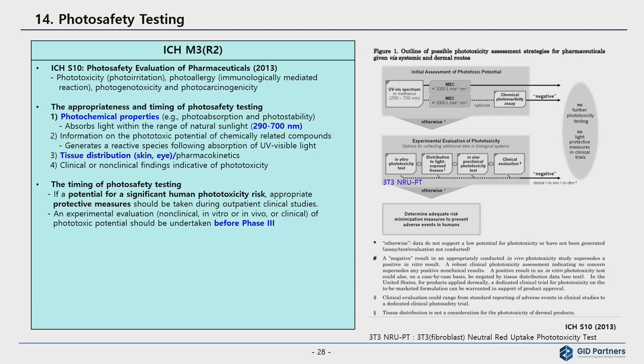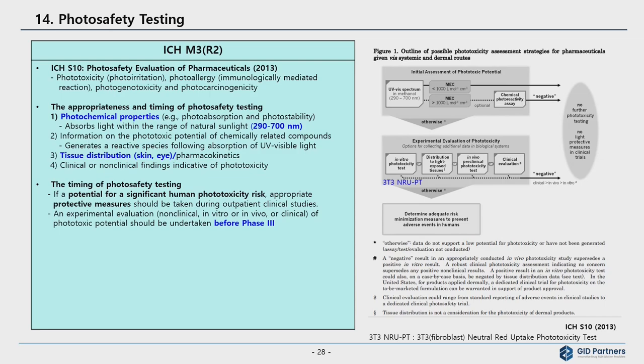And for the photochemical property of that small molecule is what counts. In natural light, if it's between 290 and 700 nanometers, when that is observed, there's a concern for phototoxicity.